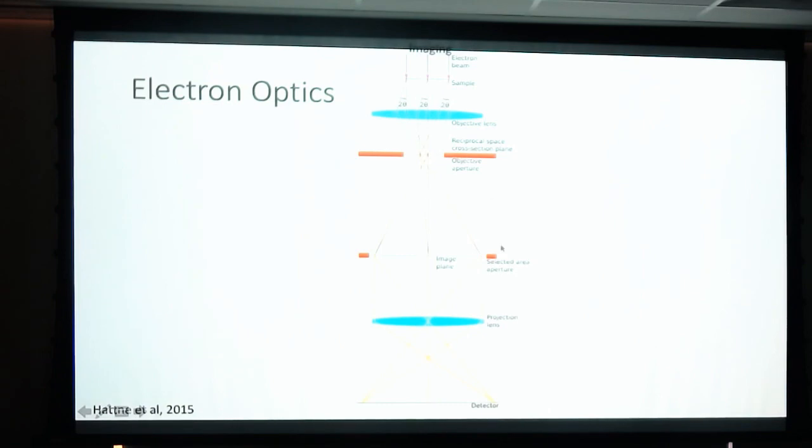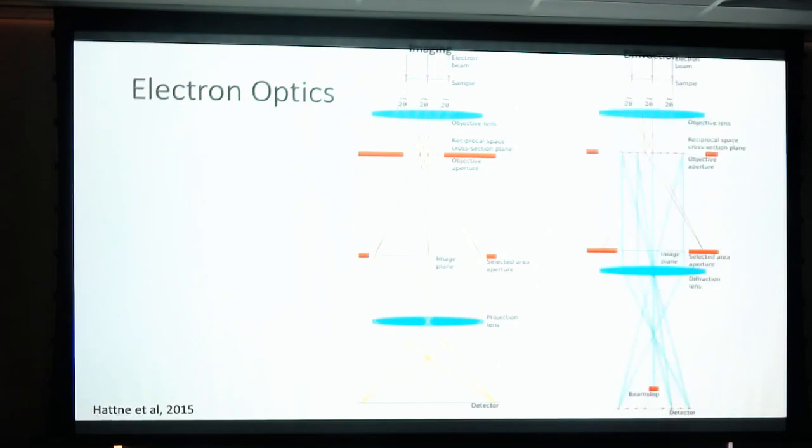Now, if you go on your microscope and hit that little diffraction button, it changes the imaging mode so that instead of having a projection lens, it turns on the diffraction lens. What the diffraction lens does is focus the back focal plane so that, instead of the imaging plane being on the detector, the image of the back focal plane is on the detector. So you are now seeing the Fourier transform, or the diffraction pattern, of the image itself.